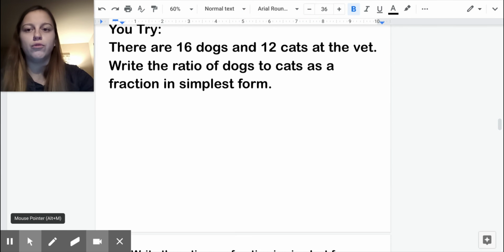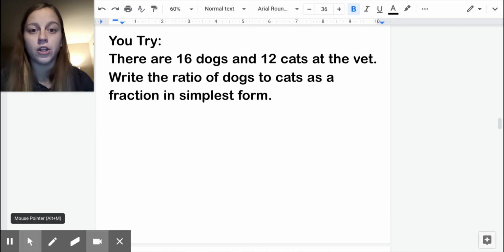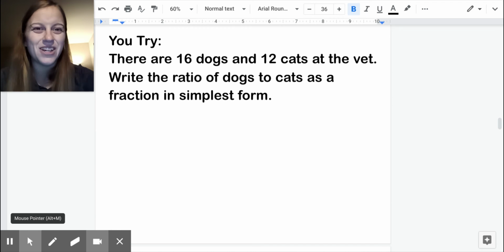Let's go ahead and you try this one. There are 16 dogs and 12 cats at the vet. Write the ratio of dogs to cats as a fraction in simplest form. Pause the video while you try.